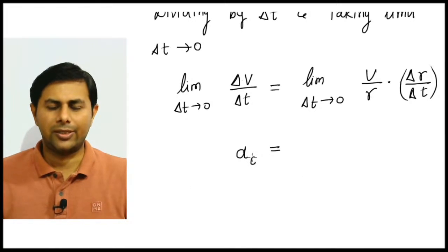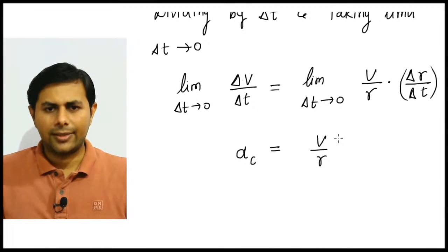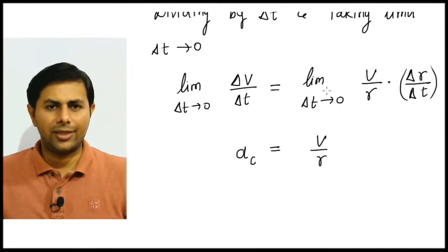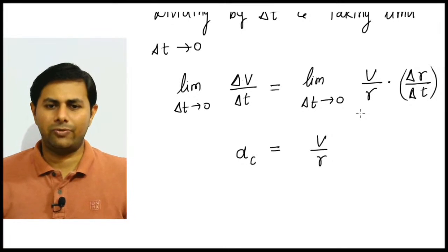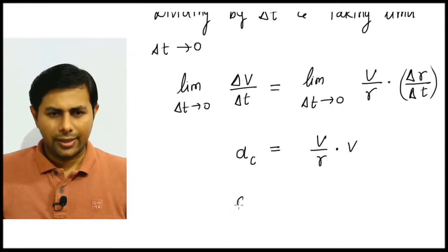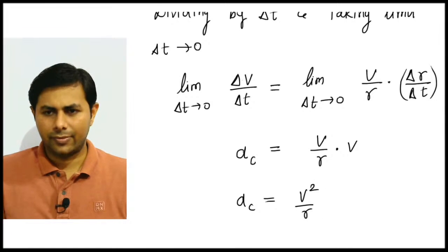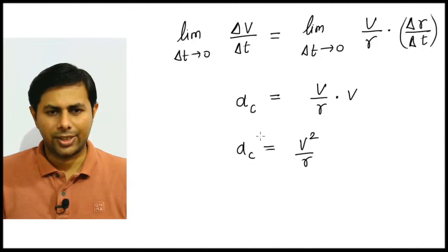So I am putting this suffix c over here, and on the right hand side we have v over r multiplied by the limit delta t tends to 0 of delta r divided by delta t. And what is that limit? It's dr by dt, change in position with respect to time. So it is velocity. So AC equals v squared over r. This is one formula for the centripetal acceleration.